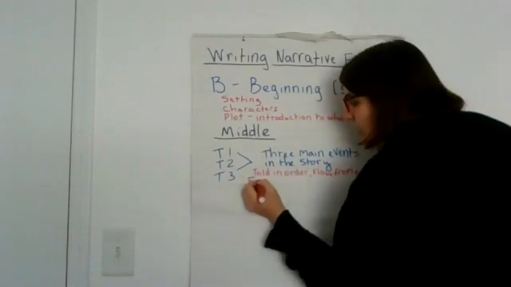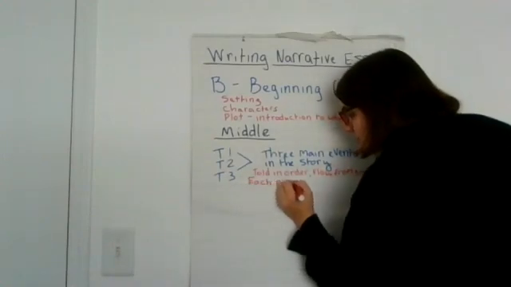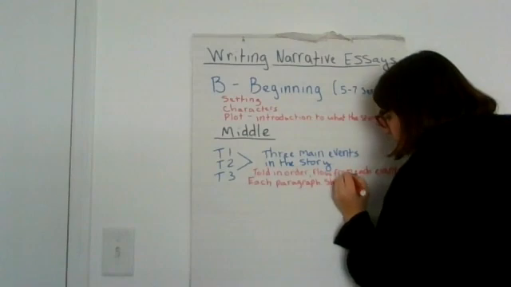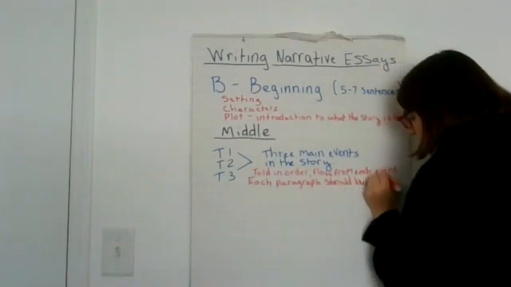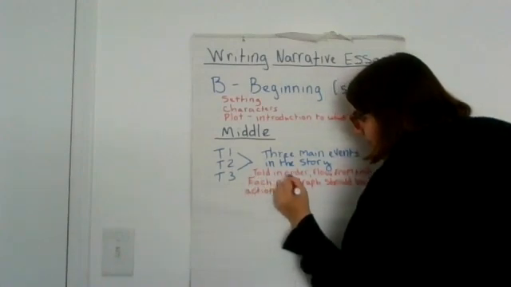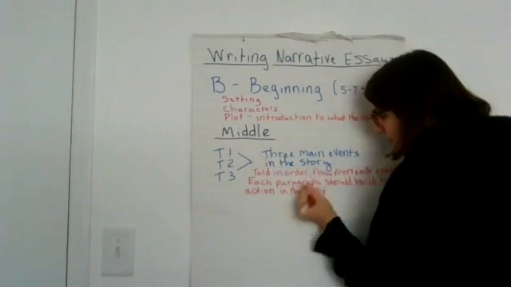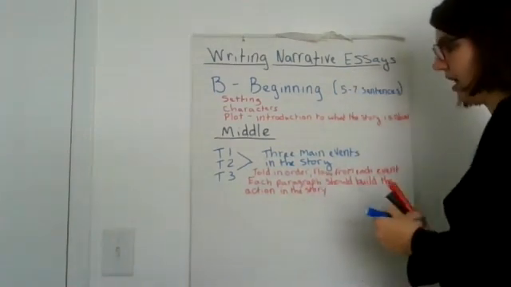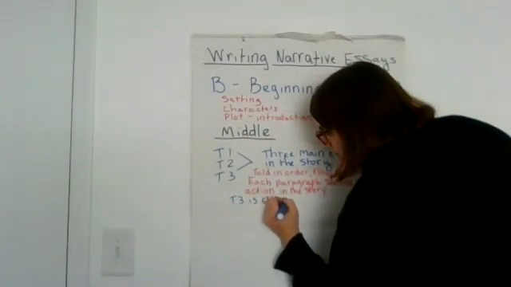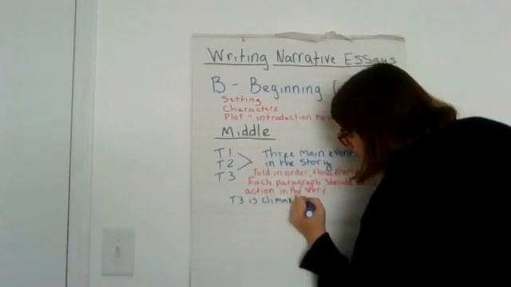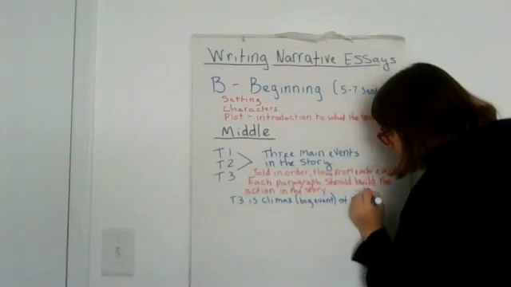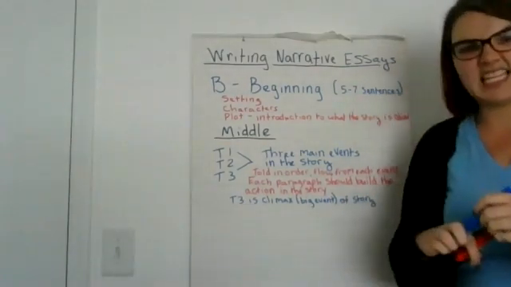Okay, so each paragraph should build the action in the story. Okay, and T3 is our climax. T3 is climax or big event of story. Okay, so you resolve all of your intensity in T3.